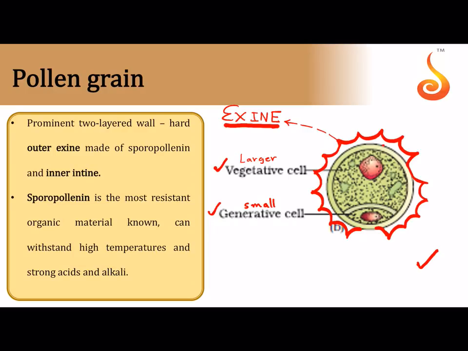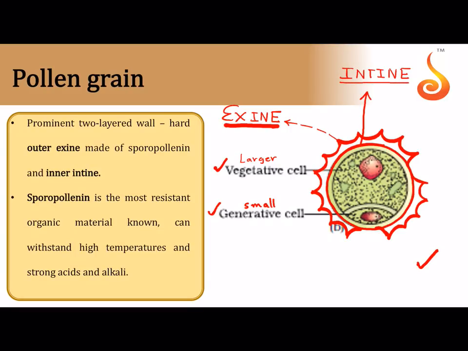Now can you see that there is a wall inside, which I am going to highlight in red now. The inner wall, which is a continuous layer, is also a cell wall. It is a continuous layer made up of cellulose and pectin, and this inner layer, made up of cellulose and pectin, is called the intine.